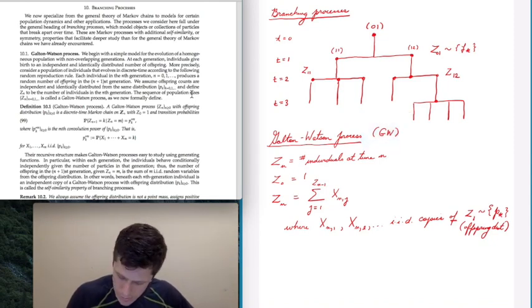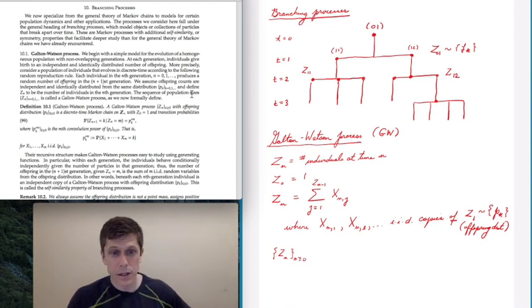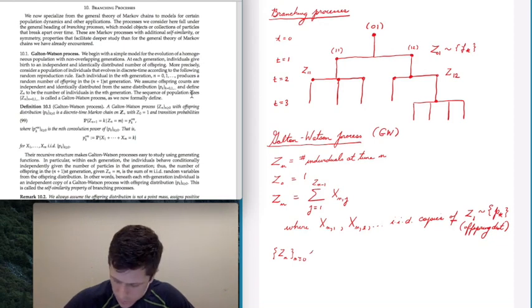By this description, Zn, the sizes of the generations at each of the generations, is a Markov chain.